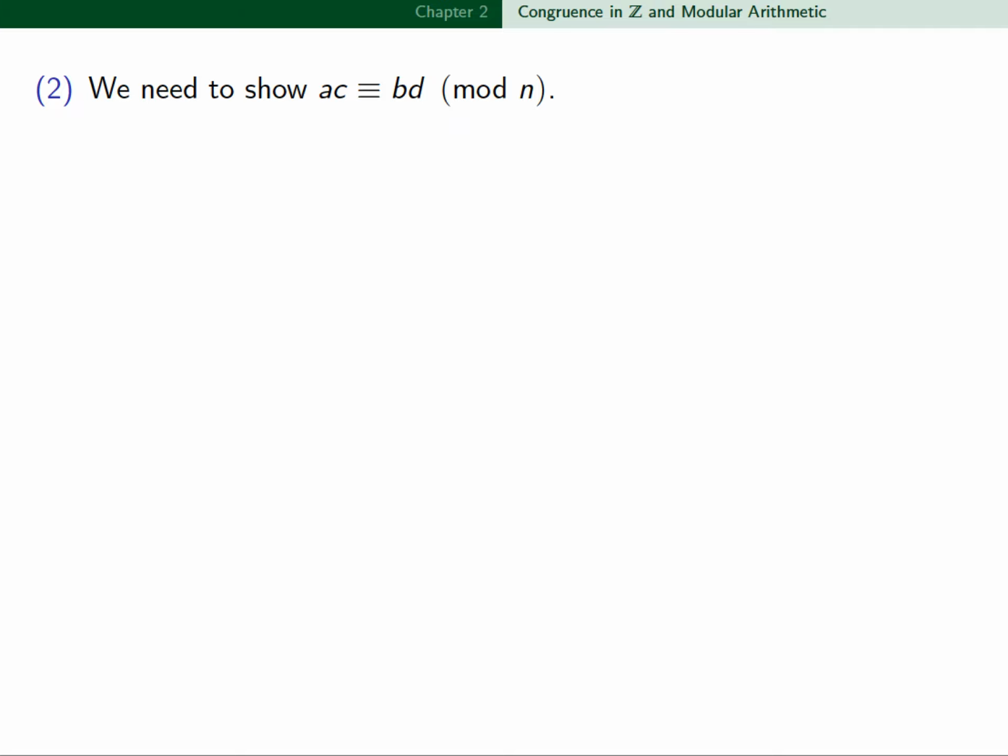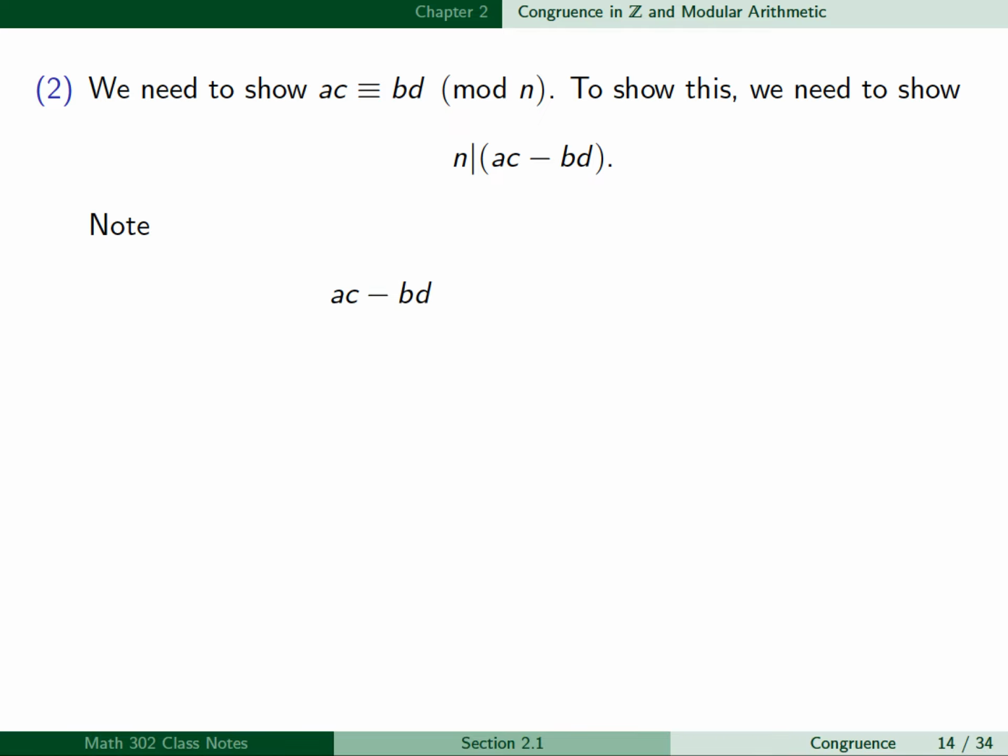Now for 2, we need to show that a times c is congruent to b times d mod n. And to show this, we need to show that n divides the difference, ac minus bd. Now note that ac minus bd is equal to ac minus bc plus bc minus bd. So what we've done is we've subtracted bc and added it back in so that we preserve the equality.